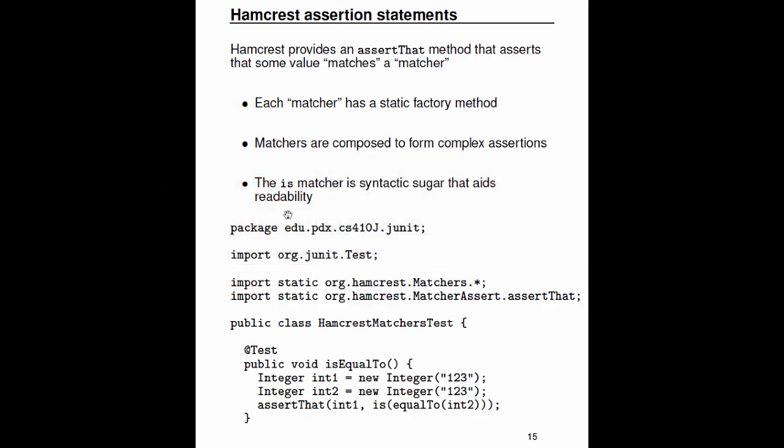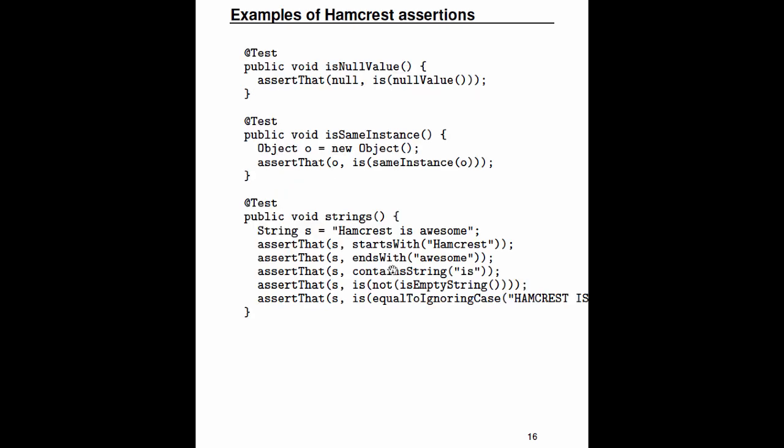Okay, so that's the equalTo matcher. And by the way, is and equalTo are those matchers that I've talked about. If you want to test that something is null, you use the nullValue matcher. If you want to test that something is the same object, instead of using assertSame, you use the sameInstance matcher. And let's look at something a little bit more interesting.